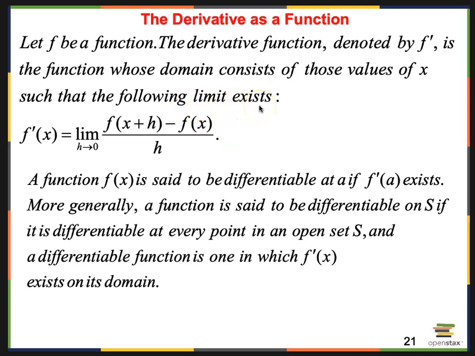So for our f prime, or our derivative, f prime of x equals the limit of our function f of x plus h minus f of x, divided by h, as h approaches 0. A function is said to be differentiable at a if f prime of a exists. More generally, a function is said to be differentiable on S, which is a set, if it's differentiable at every point in an open set S. And a differentiable function is one in which f prime of x exists on its domain.